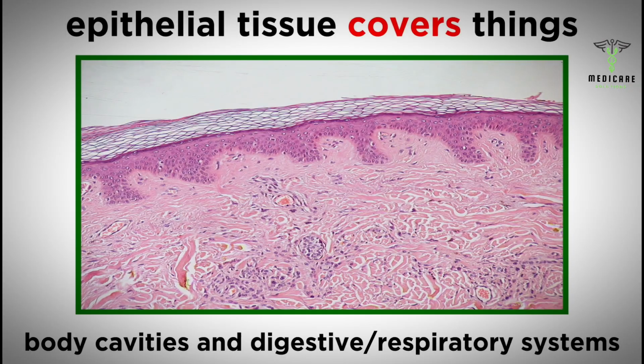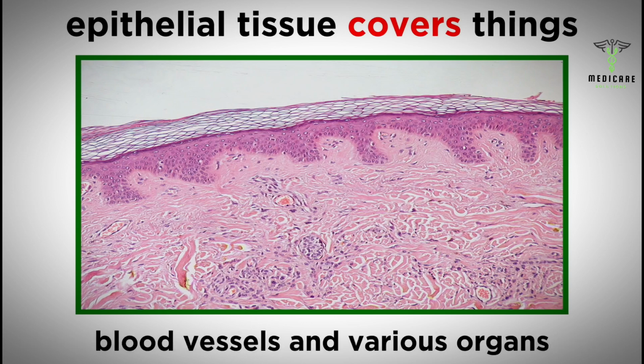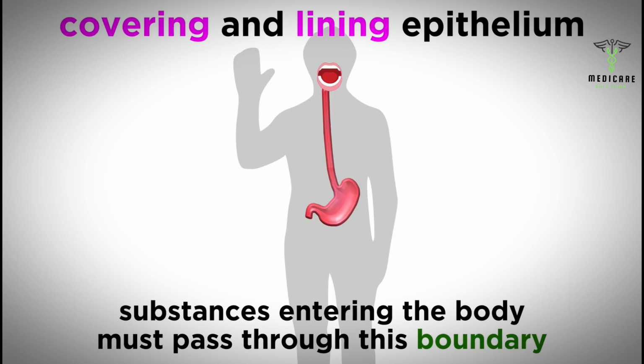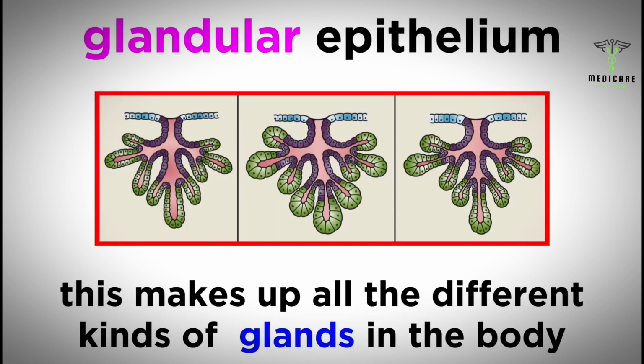This tissue also dips into body cavities, covering the digestive and respiratory systems, and it even lines blood vessels and various organs. All of this can be considered covering and lining epithelium, which act as boundaries, and any substance that enters or exits the body must pass through some kind of epithelium. There is also glandular epithelium, which makes up all the glands in the body, and we will discuss those in more detail a little later.